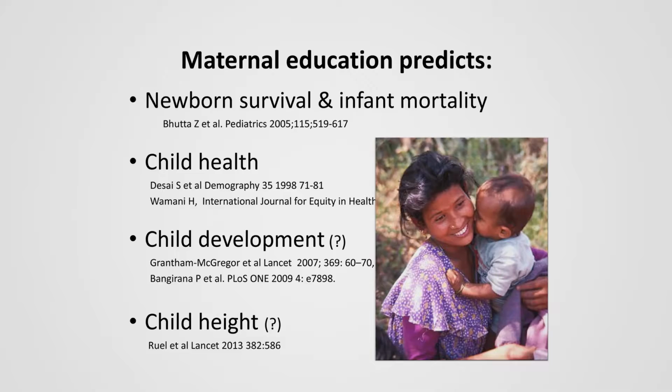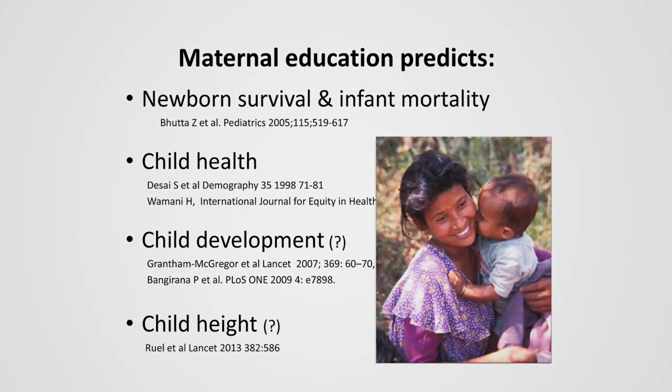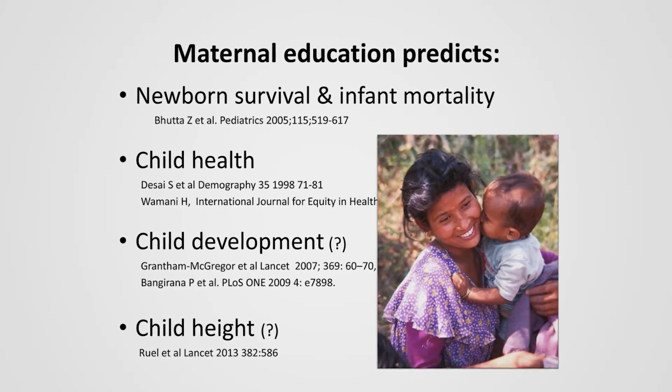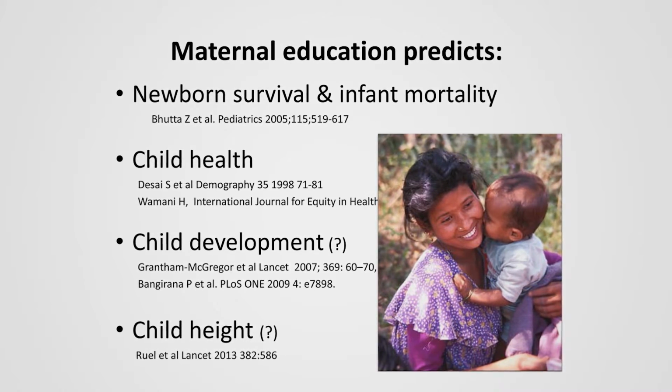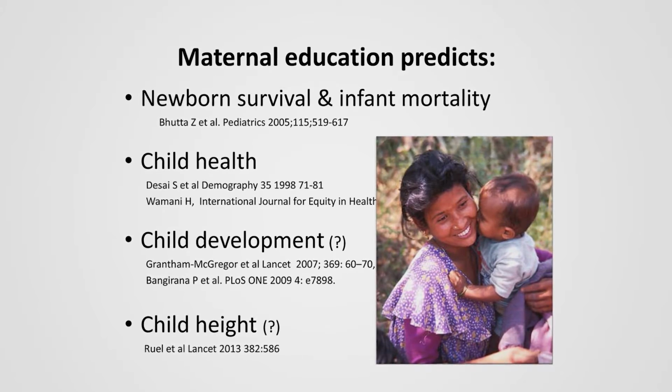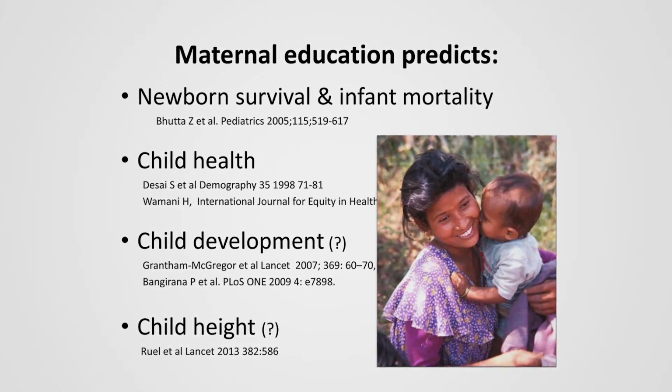There are some definite relationships that are known. For example, the relationship between maternal education, newborn survival, and infant mortality, and also the relationship between maternal education and child health. There's also strong evidence for a relationship between maternal education and child development and child height. But I must say that there is some degree of controversy about these two relationships.